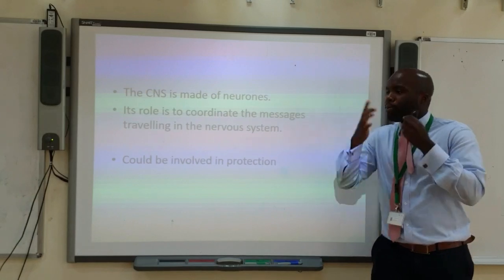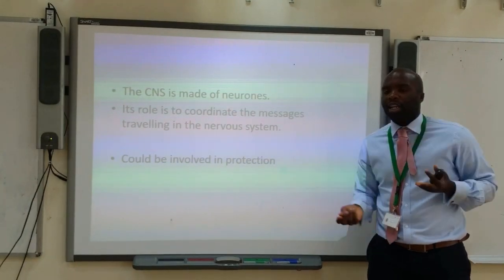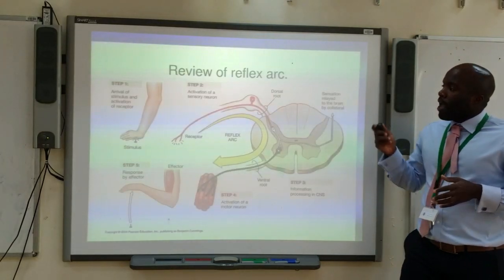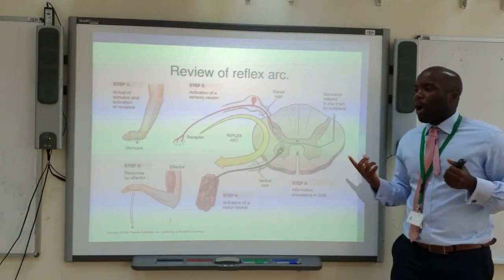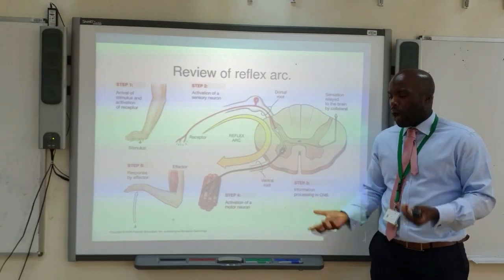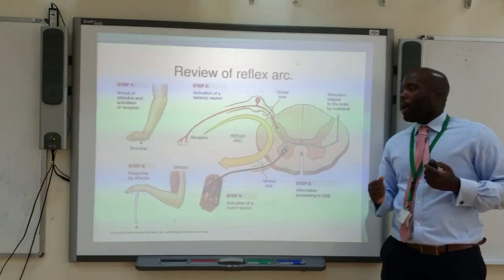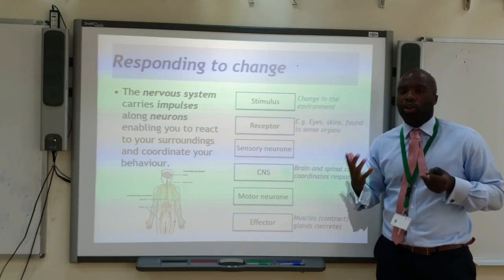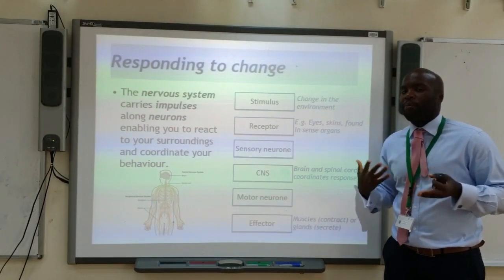This could be involved in protection, in helping you get away from danger or avoid harm. So what we're going to look at is how the central nervous system can help protect us from harm. This is an example that we'll look at. Now, there are some key terms that you need to know and be familiar with.